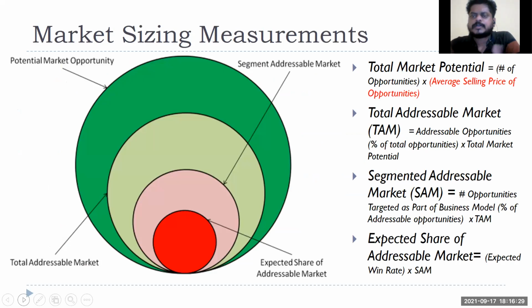The first point is potential market opportunity, the total market potential. Sometimes in some calculations, they do not have a separate total market potential or potential market opportunity. They just start with the total addressable market. That is okay. So just think about it this way: total market potential is theoretically how many in the population. Let's say I'll take the same example and try to go one by one.